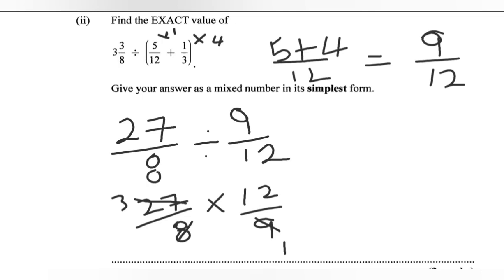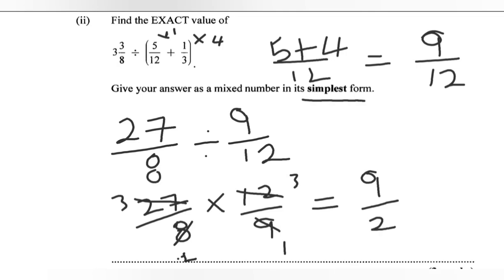4 can go into 8 2 times. And into 12 3. So we're going to multiply. There's nothing else that can be reduced, so we're going to multiply. So it's 3 times 3, that's going to give us 9. And 2 times 1 is going to give us 2. So the answer is 9 over 2, and it says that we should give our answer in its simplest form.